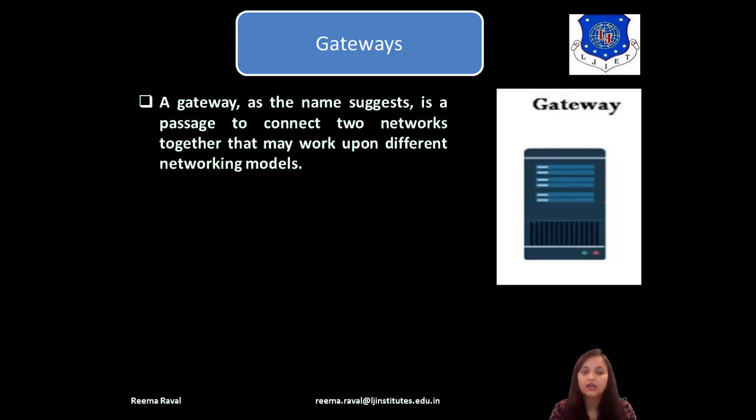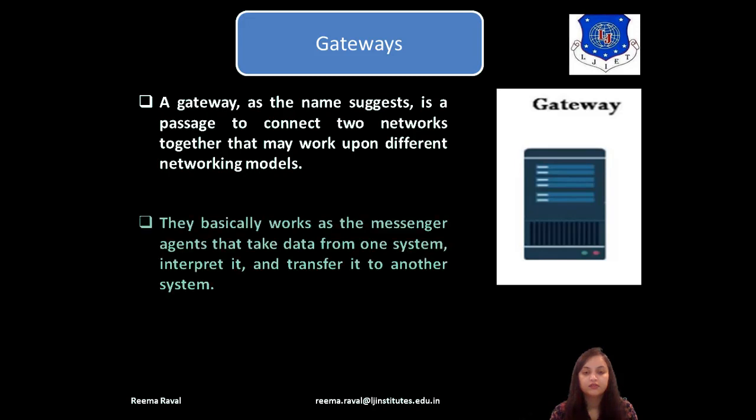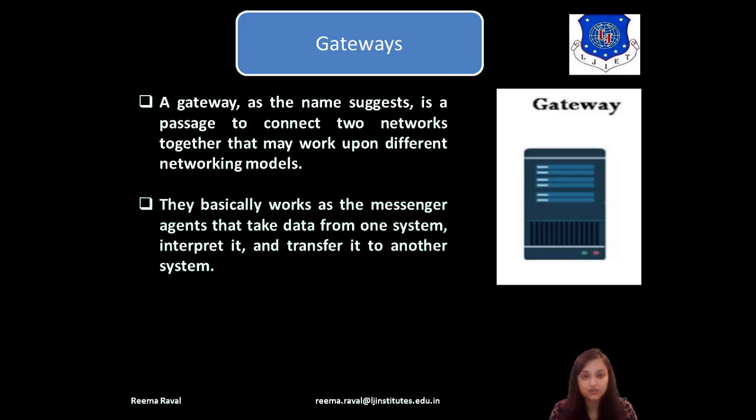As the name suggests, gateway is a passage to connect two networks together that may work upon different networking models. They basically work as messenger agents that take data from one system, interpret it, and transfer it to the other system, right? So gateways are basically those devices which are used to connect networks having different protocols. That means whenever two networks are using different protocols, they have to be connected by using gateways.